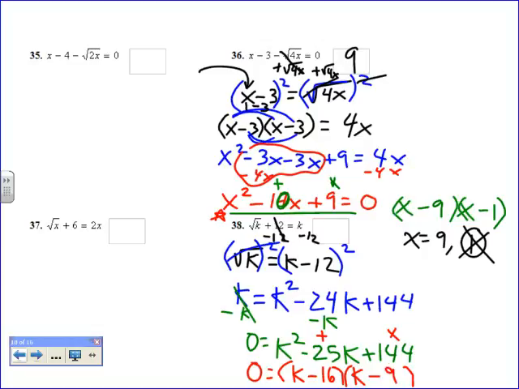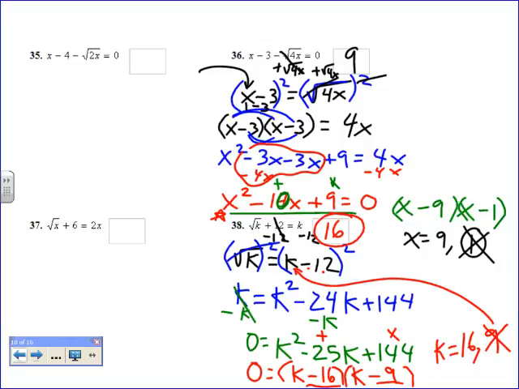Those two will give me 144 if I multiply them, and if I add them, it'll give me negative 25. So my answers should be the opposite of these. The opposite of that is 16, and the opposite of this is 9. But like before, if I take the 9 and plug it in here, 9 minus 12 will be negative 3. I can't have a negative answer, so it could only be 16 as my answer for k. Alright, so that's number 38.